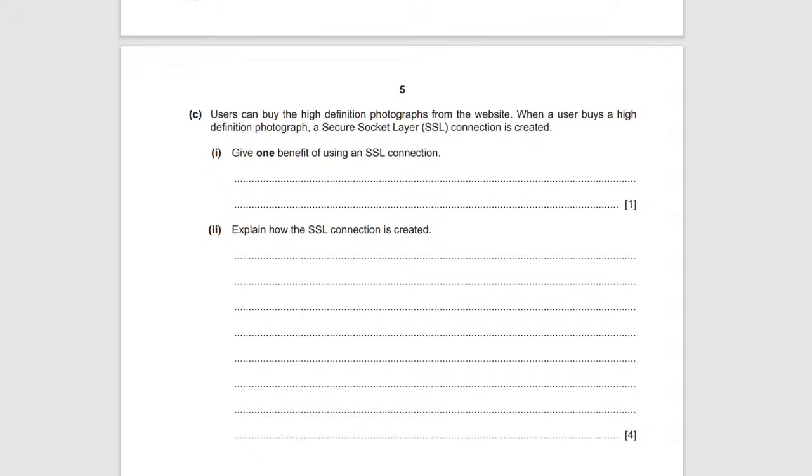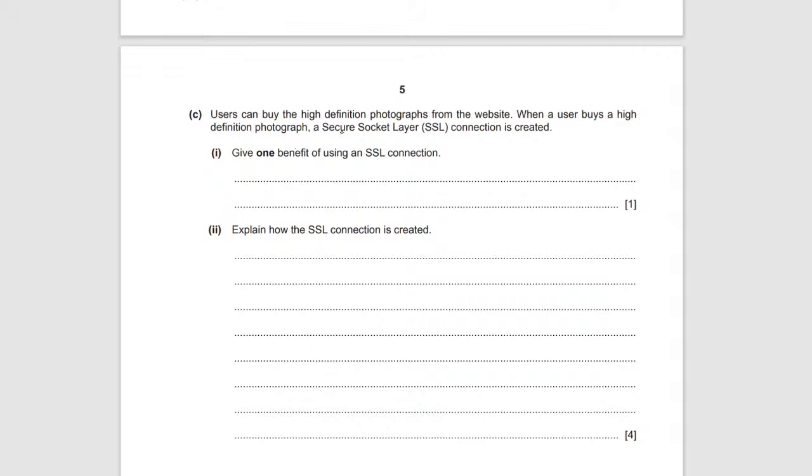The main purpose of the live stream is, if you've revised, this is the perfect video for you. We're just going through questions, explaining, clearing doubts and everything like that. So let's see. Users can buy a high definition photograph from the website.